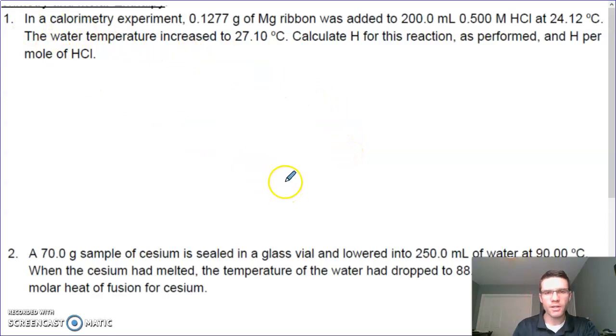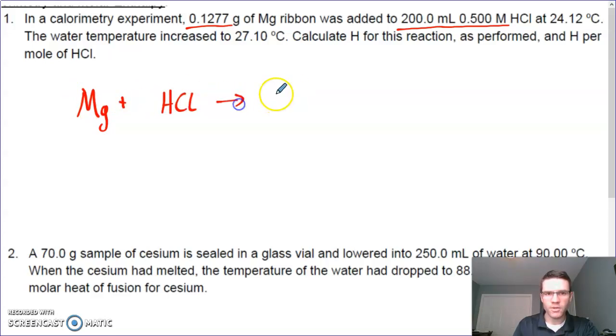Number one is probably your hardest one. The calorimetry experiment here gives you two amounts. It gives you the mass of magnesium and it gives you a volume and a molarity of HCl. So you want to use this chemical reaction. We react these two together and produce magnesium chloride and H2 gas. And you'll want to balance this equation. I'll balance it for you, two of these guys, and that's it, we're balanced.